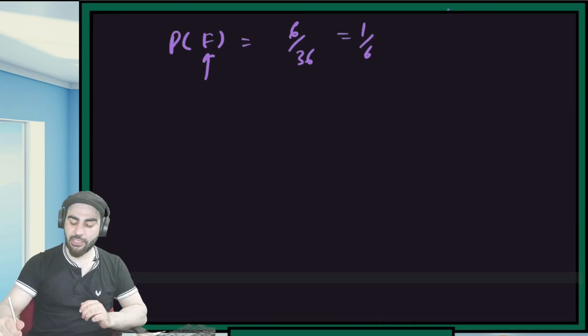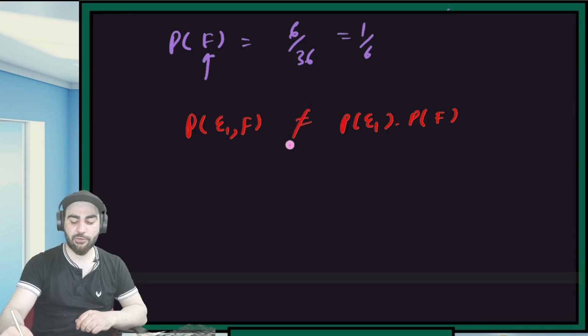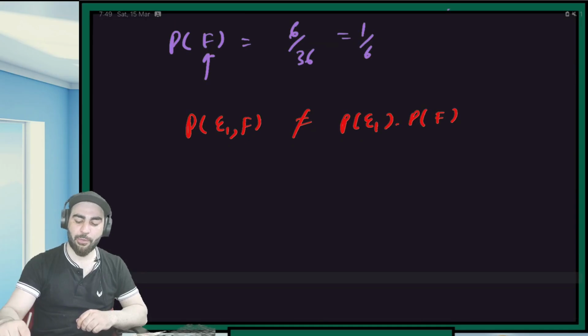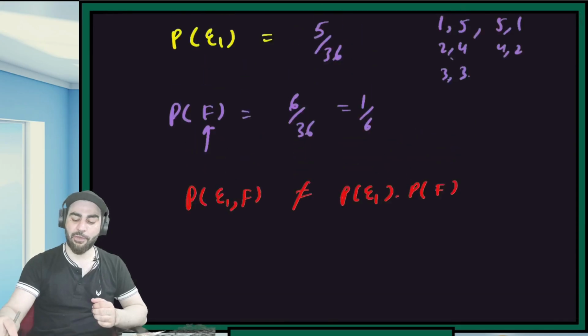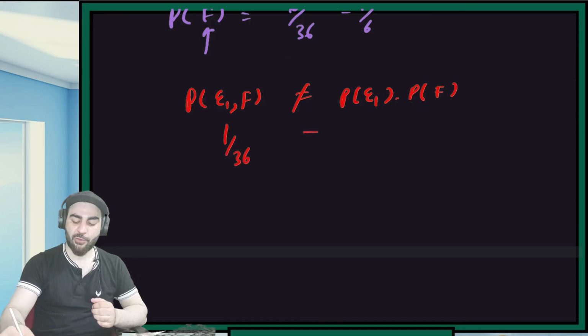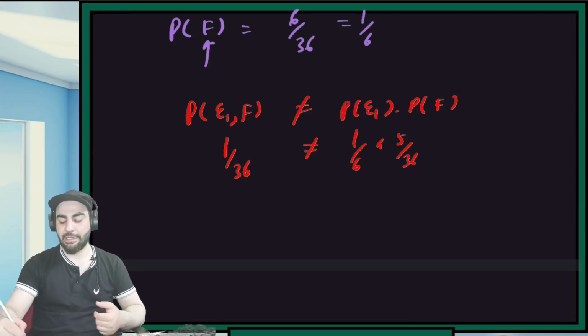So now you will have to see whether the probability of E1 intersection F is equal or not equal to the probability of E1 multiplied by the probability of F. If you see here, this is clearly not equal. The probability of E1 intersection F is 1 by 36, and 1 by 36 is not equal to 1 by 6 multiplied by 5 by 36. So clearly these two events are dependent.